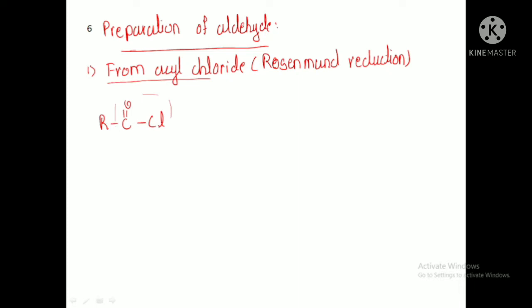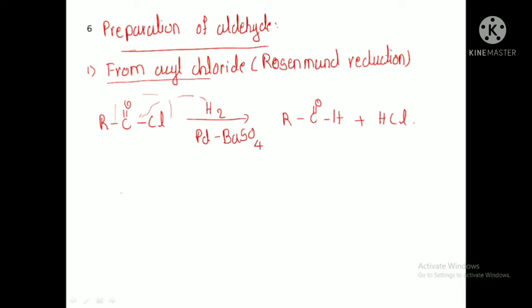I took acyl chloride. So when you treat this acyl chloride with H2 in the presence of palladium supported over barium sulfate, BaSO4, it will give R C double bond O H. What will happen? One hydrogen will attach to this carbon and another hydrogen will take this Cl. It will form HCl. This is the actual method of preparation of aldehyde. This method is called Rosenmund reduction.